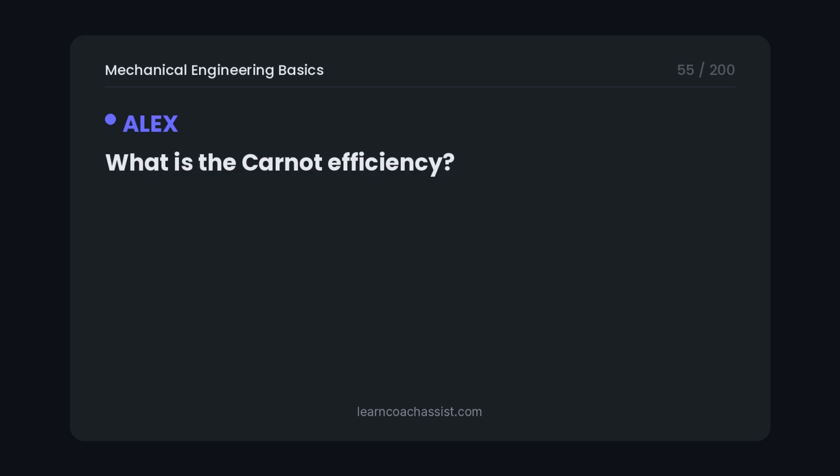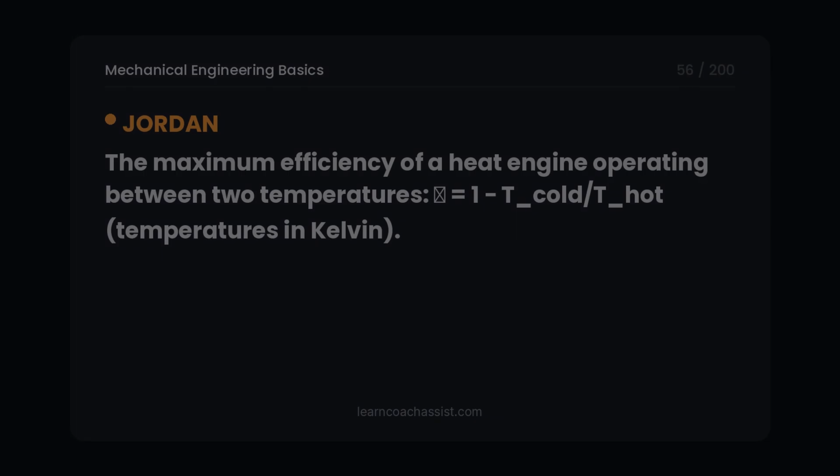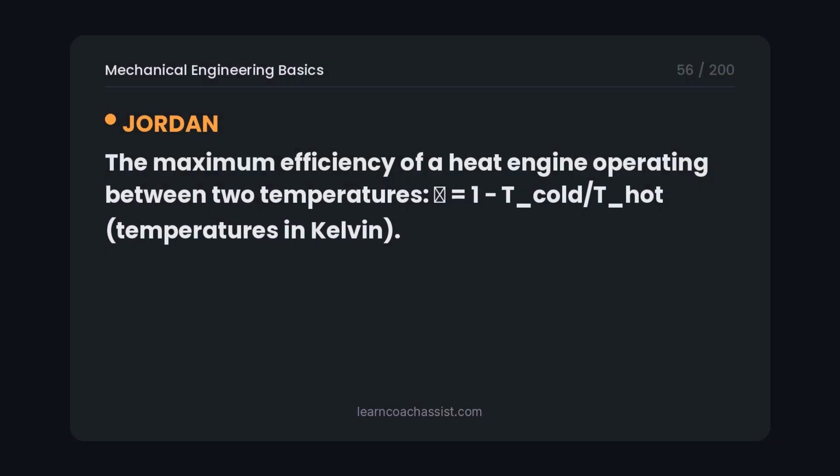What is the Carnot efficiency? The maximum efficiency of a heat engine operating between two temperatures. Eta equals 1 minus T_cold over T_hot, temperatures in Kelvin.